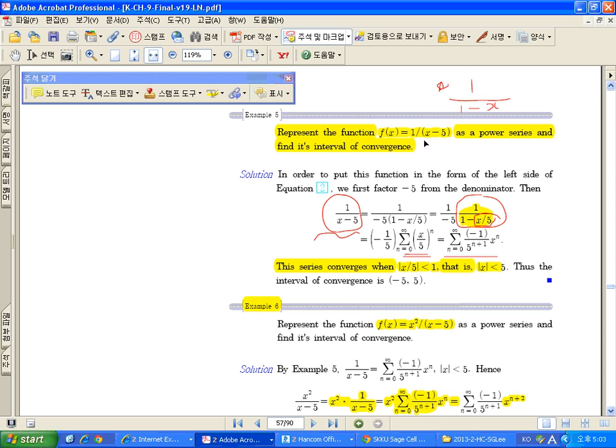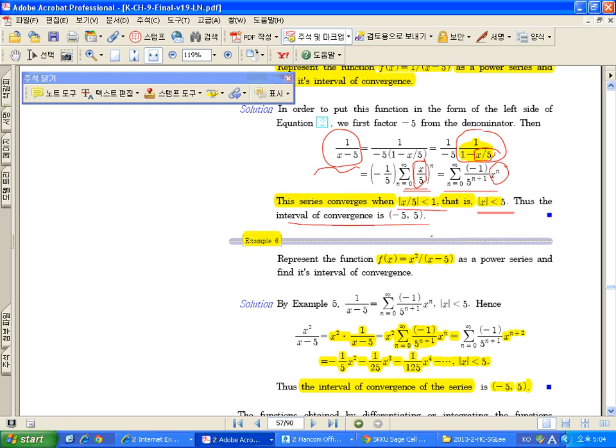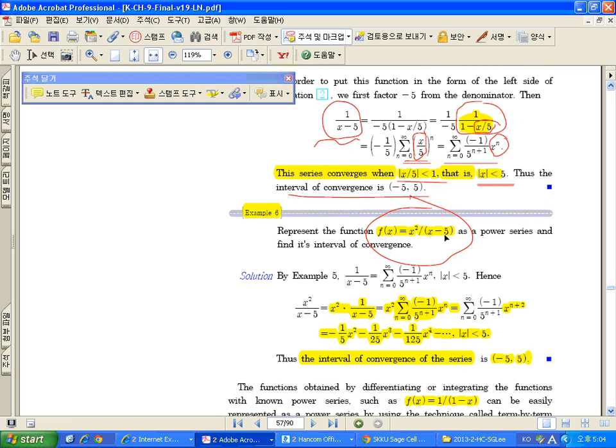So whether this one converges depends on this value. So the absolute value of this one. So we can easily find the radius of convergence, which is 5, and the interval of convergence without much difficulty. Same thing on this one, x squared over x minus 5. Yeah, we can manipulate it in this way.